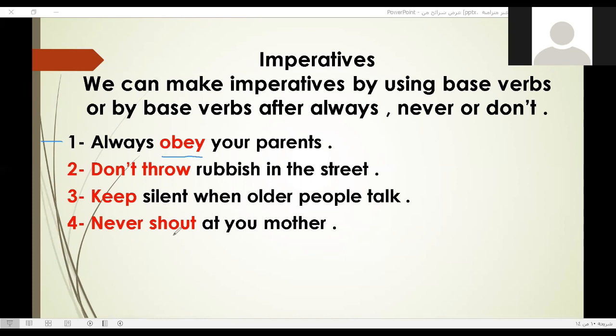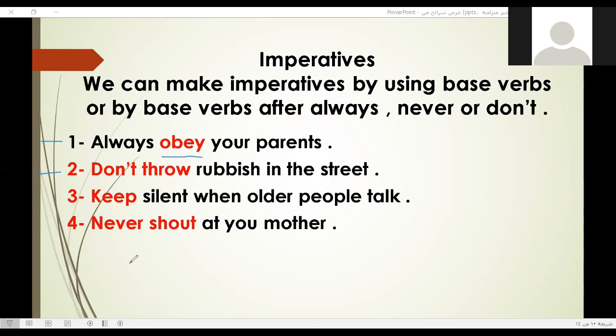We use it to make imperatives. You can add always, you can omit it. It's not necessary, okay? You can say obey your parents, but as advice, you say always obey your parents, okay? You make it as advice.